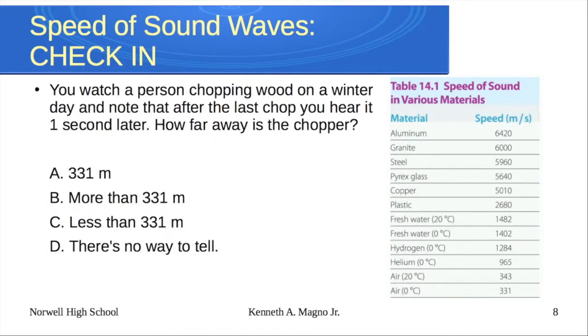So, a little example here. You watch a person chopping wood on a winter day, and you note that after the last chop, you don't hear it till 1 second later. How far away is the chopper? Answer would be 331 meters per second, because on a cold day, air is at about 331 meters per second for a velocity. If it's 1 second later, you multiply it out and you say it's about 331 meters.